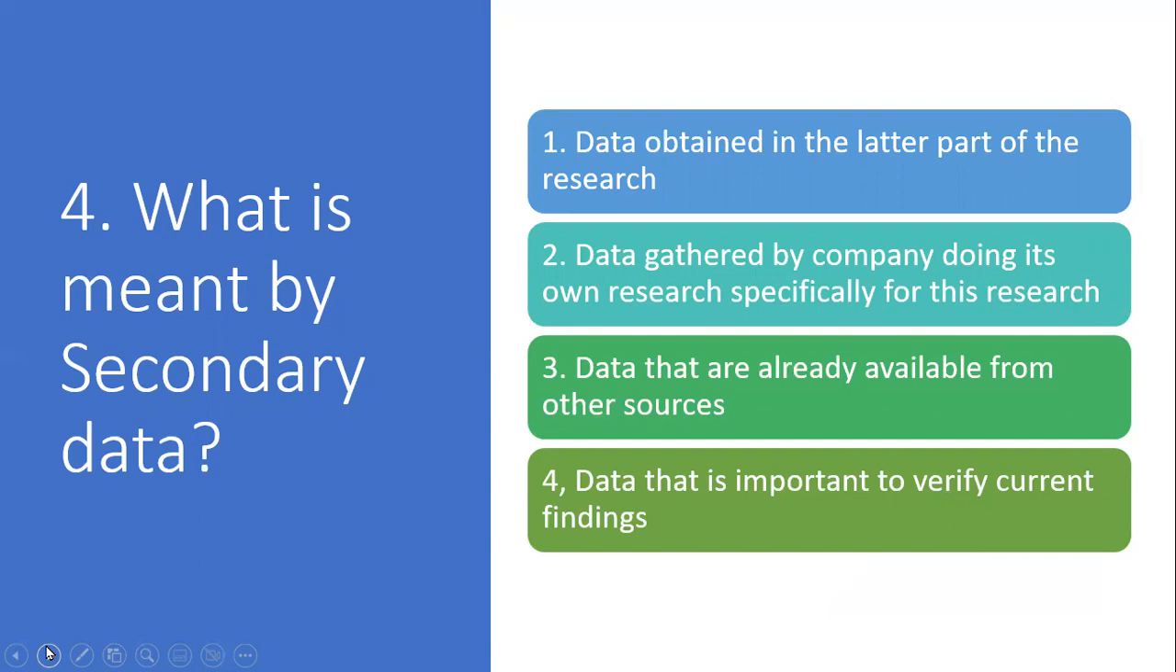So there could be papers, there could be reports, there could be news items, there could be annual reports, there could be some other research done by people, right? All these, there could be many things on the internet. All these things can be called secondary data.